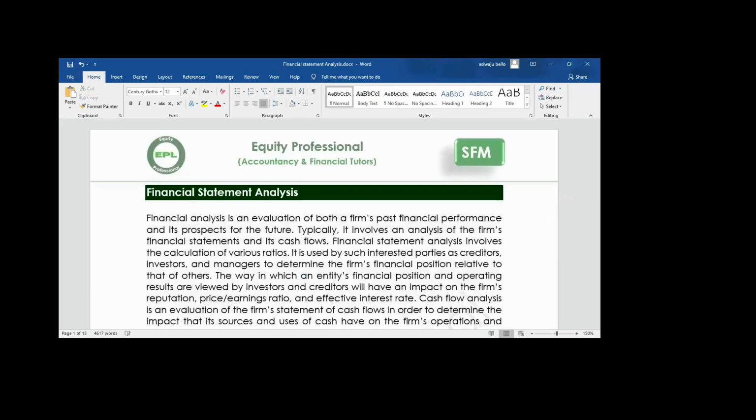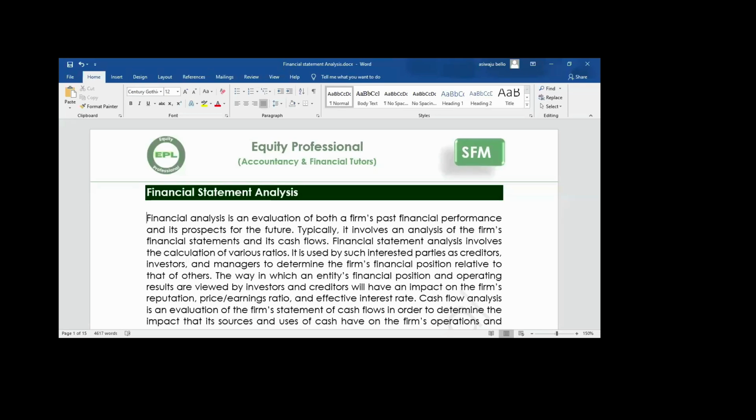If a client approaches you and says, look, I want to make an investment decision, and I want you to advise me whether to invest in this company or not, most likely you are going to pick the company's financial statements. You are going to subject the company's financial statements to evaluation with a view to determine if it's worth investing in that company.